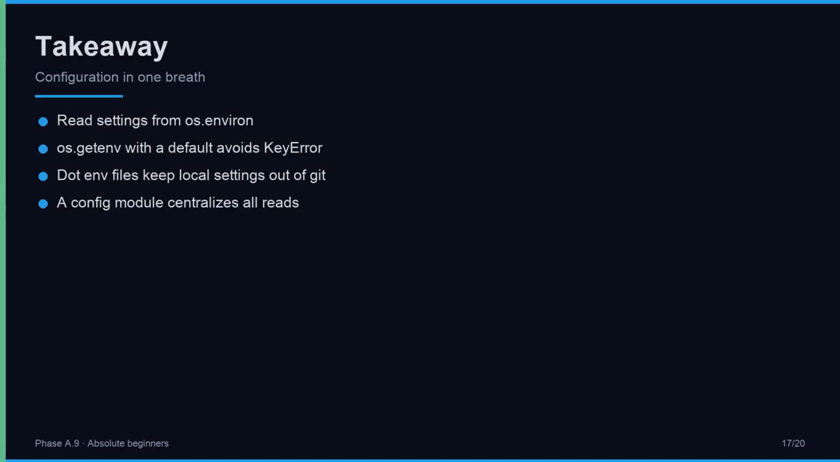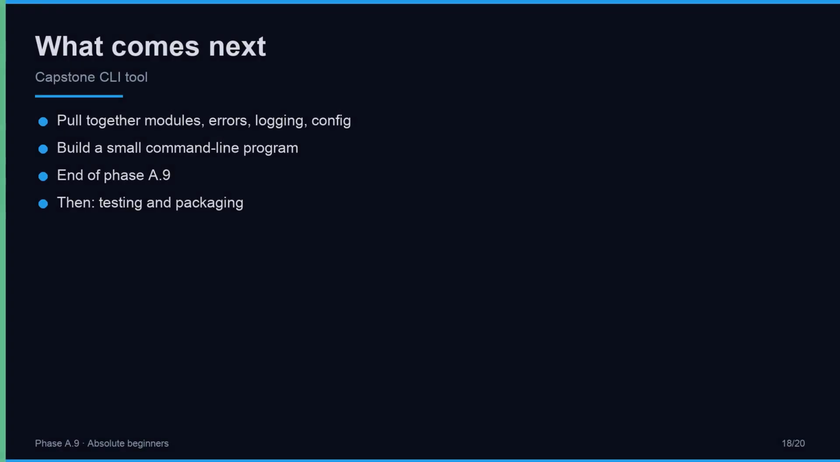Configuration is anything that changes between environments. Read it from os.environ using os.getenv, which lets you pass a default and avoid KeyError. The .env file pattern stores settings in a file that is git-ignored, while the .env.example template is committed so others know what to set. Centralize every read in a config module so the rest of your code imports clean constants. Configuration in one breath.